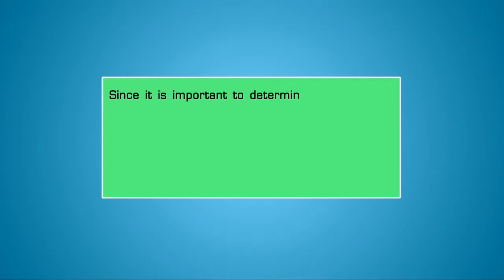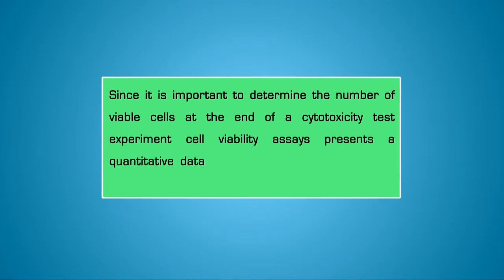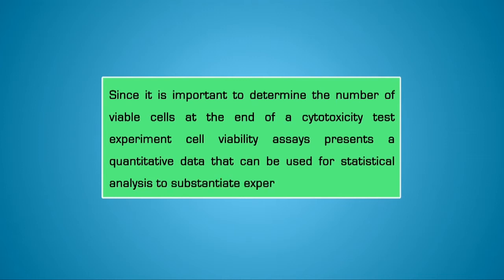Moreover, human cell lines can be used for drug screening, which is more relevant than using animals. However, the method is not advanced enough to replace the use of animals. Since it is important to determine the number of viable cells at the end of a cytotoxicity test experiment, cell viability assays present quantitative data that can be used for statistical analysis to substantiate experimental results.